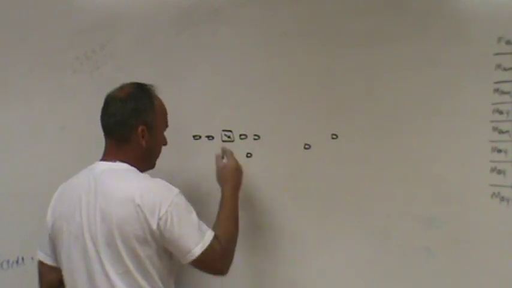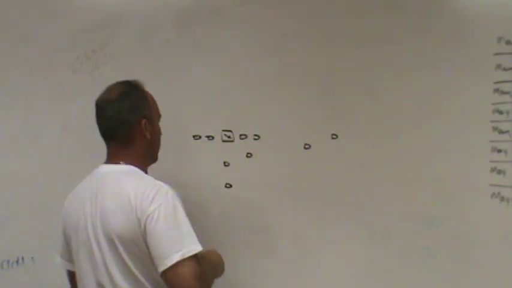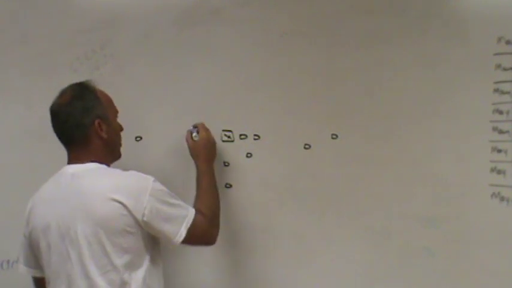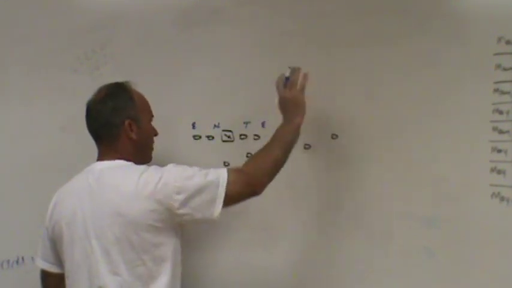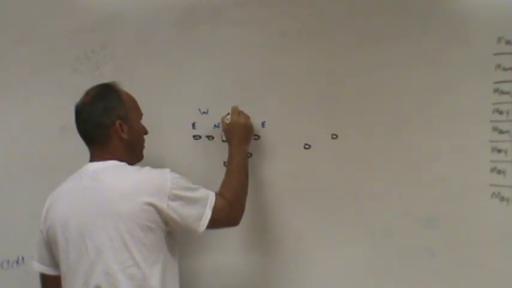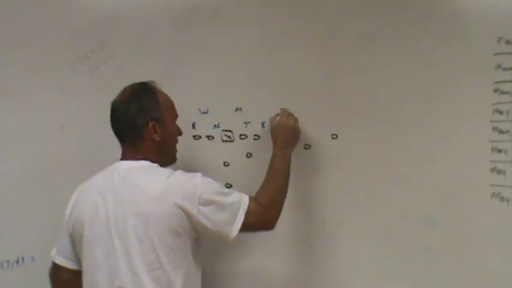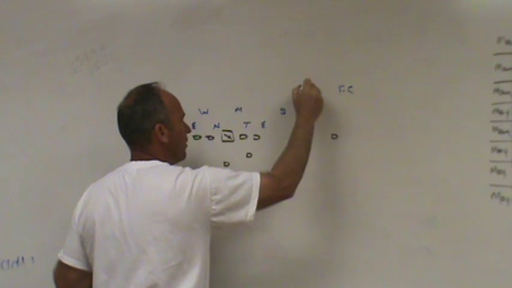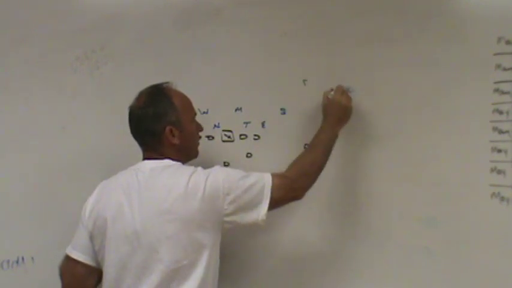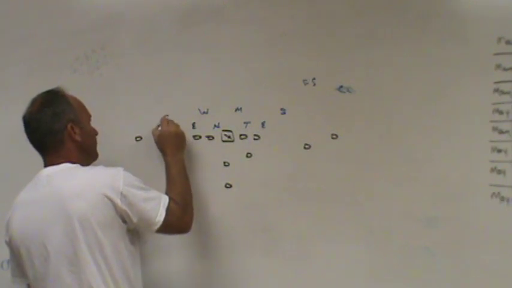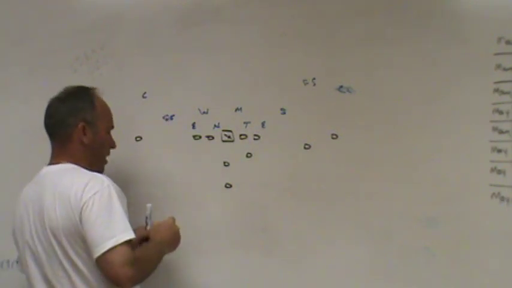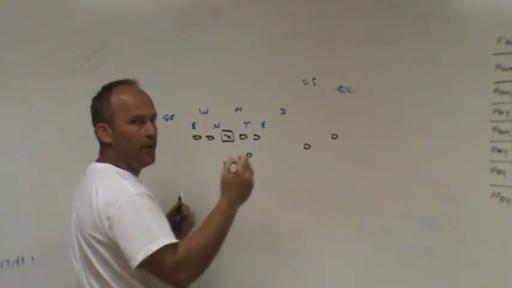All right, so I'll draw it up this way because we're a shotgun team. What they're going to do is look at the defense and say, okay, how are they playing that number two receiver? And what is the reaction of that apex player? What is he doing?